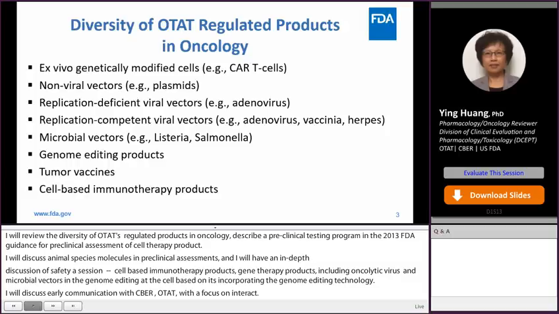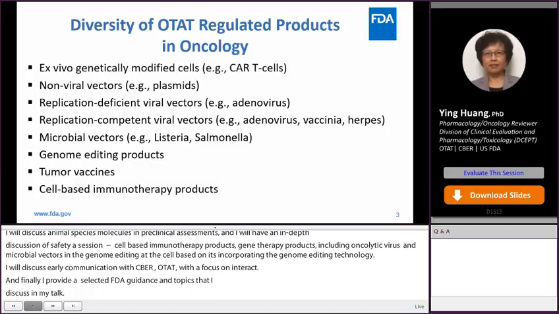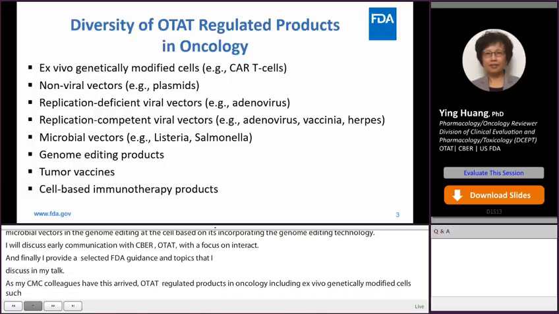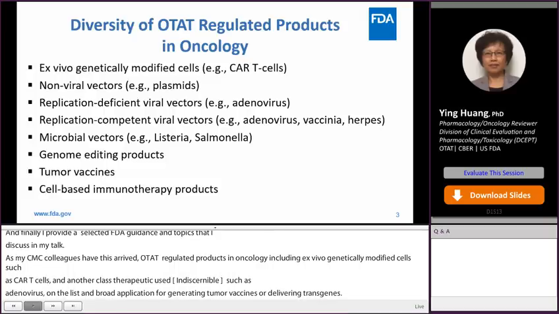As my CMC colleagues Kim and Bo have described, OTAT-regulated products in oncology include ex vivo genetically modified cells, such as CAR-T cells. Non-viral vectors, such as plasmids, are another product class for therapeutic or vaccination use. Replication-deficient viral vectors, such as adenovirus, are on the list and have broad application for generating tumor vaccines or delivering transgenes. Replication-competent viruses can be oncolytic viruses, such as conditionally attenuated adenoviruses, vaccinia, herpes viruses, or such viruses engineered to express transgenes.